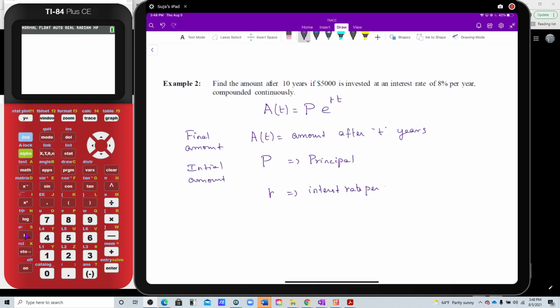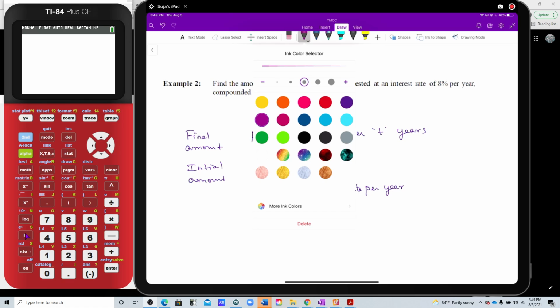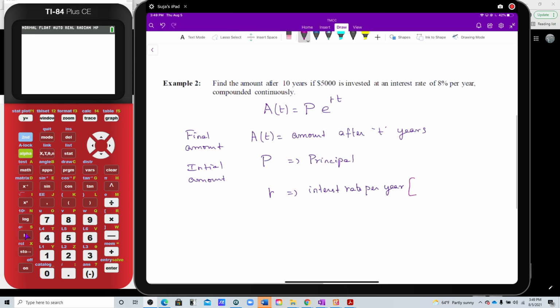And R is the interest rate per year. One important thing that we have to remember is when I put this in my formula, I have to always make this a decimal. What I mean by that is when it's given in the problem, you will be given a percentage. You have to change this to a decimal by dividing by 100, or moving your decimal point 2 places to the left.